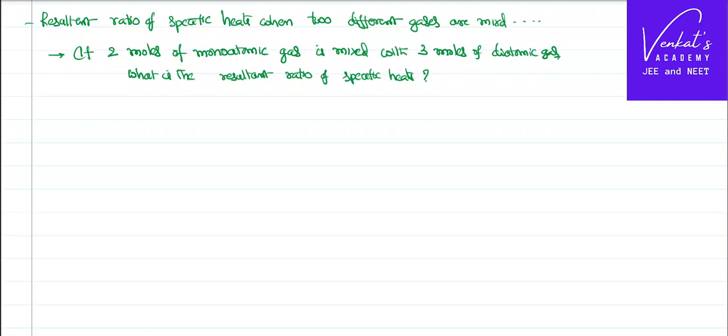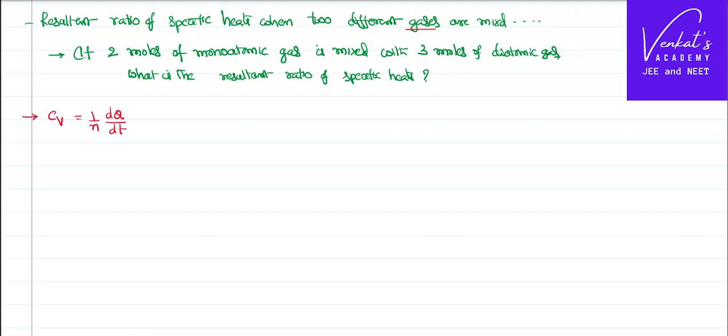So here in this video, we'll start talking about specific heats of gases. A gas has two kinds of specific heats. Specific heat of a gas at constant volume is the amount of heat required to raise the temperature of a unit mole of gas by 1 degree centigrade at constant volume.